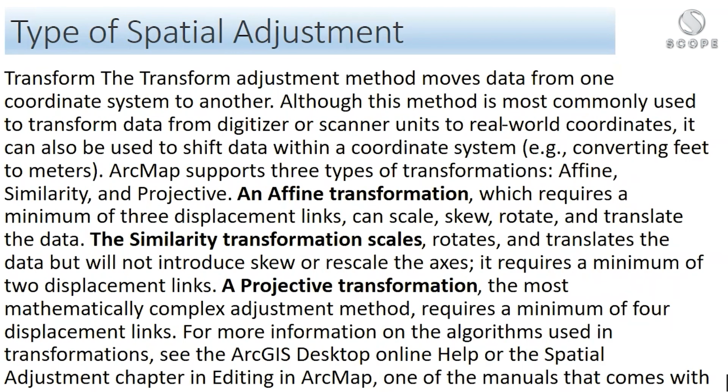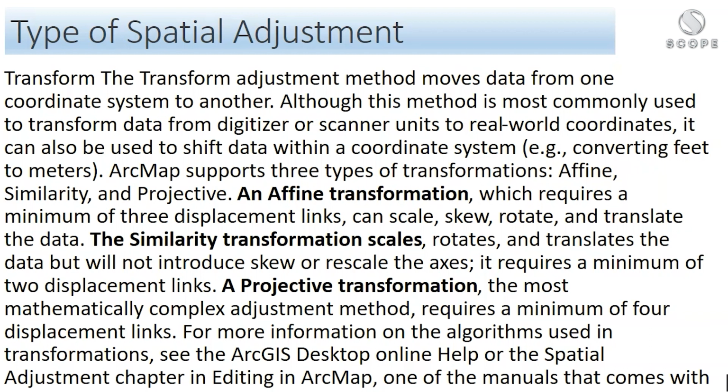spatial adjustment methods. The second one is the transform method, which moves data from one coordinate system to another. Although this method is most commonly used to transform data from digitizer or scanner units to real-world coordinates. So that's what we will do in this lecture. There are three types of doing the transform of the data. The first one is affine. We'll use the affine in this lecture.